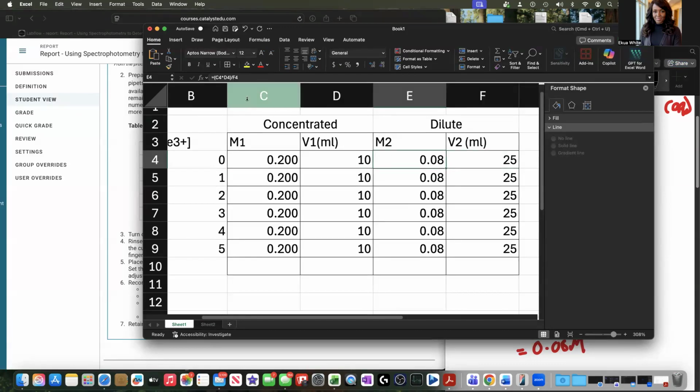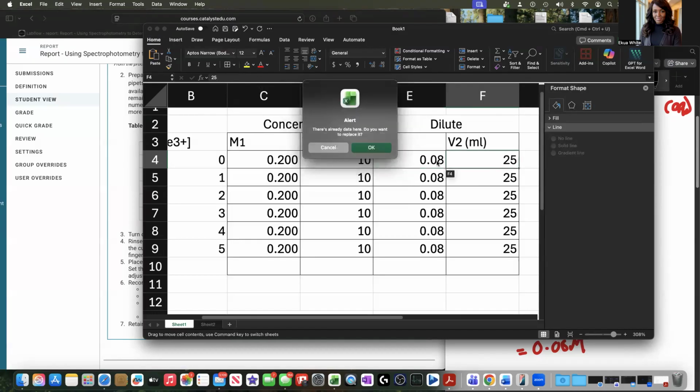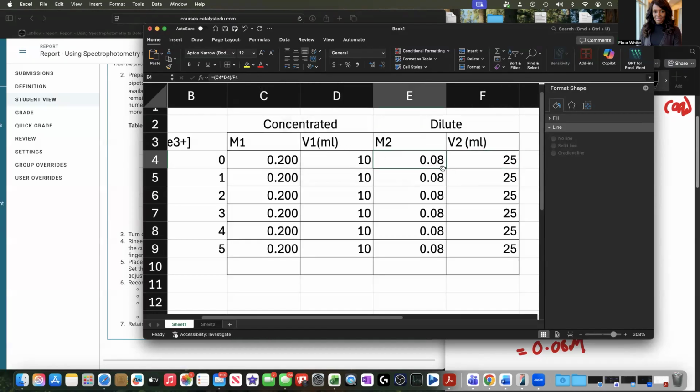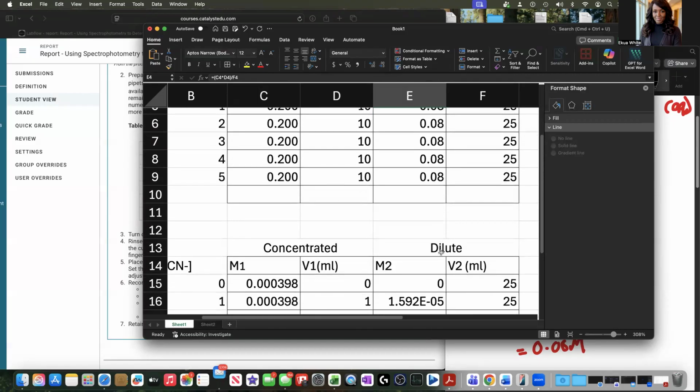If you click on this one, you see here, in parentheses, C4 times D4, close parentheses, divided by F4. So instead of having to do this over and over again, I just plug them in here and drag this down. I got my answer. For the second one, I did the same thing.